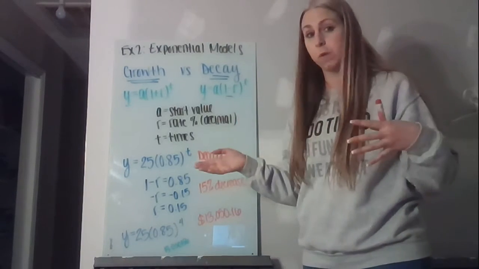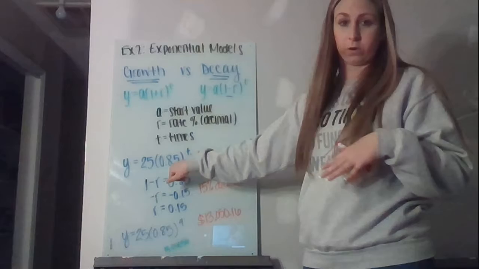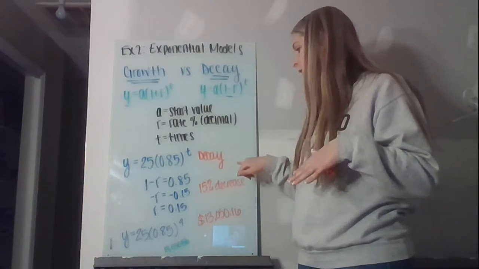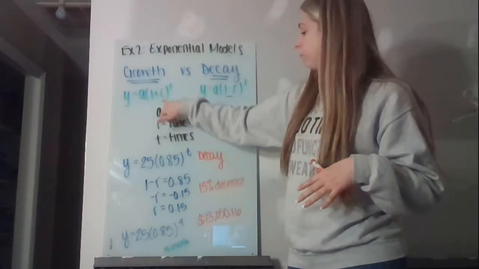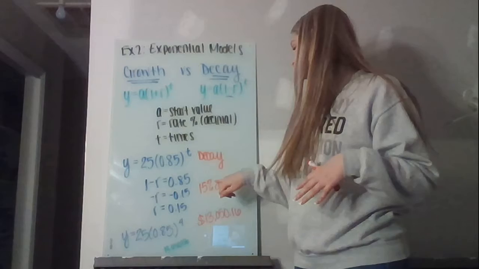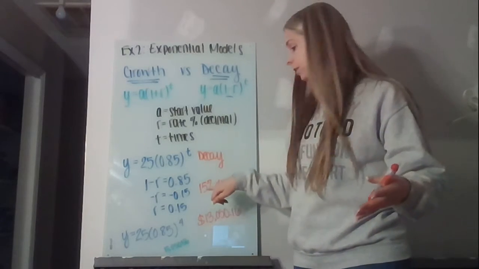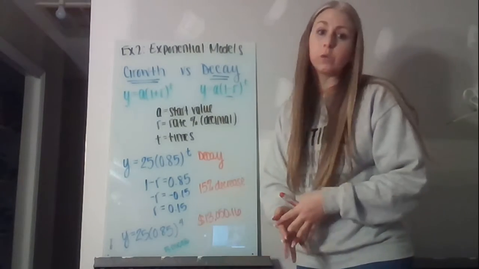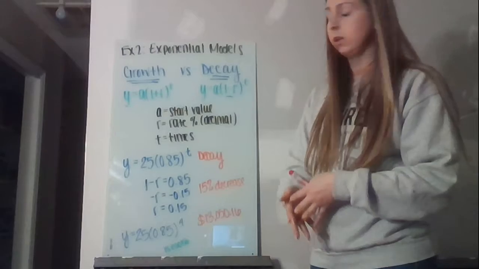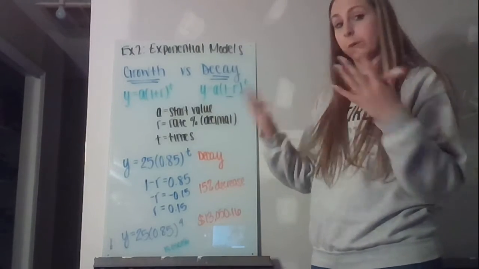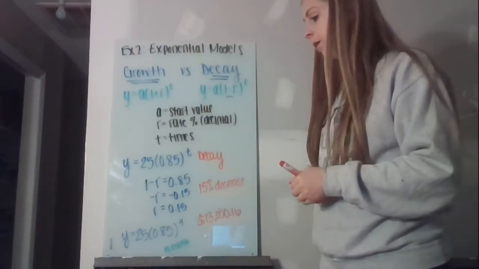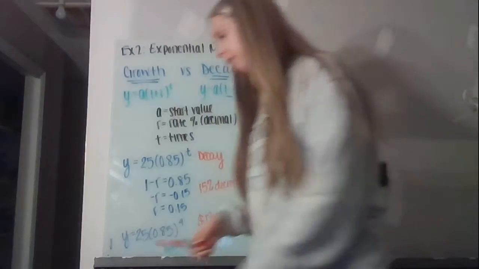So if this was a growth model, you would do the exact same thing. This would be greater than 1. You would say this was a growth. Then you would plug this part into whatever the percentage was to get the percent increase. And then you plug in whatever value that they give you to find the value or the population of whatever they want. Okay. Example 3.